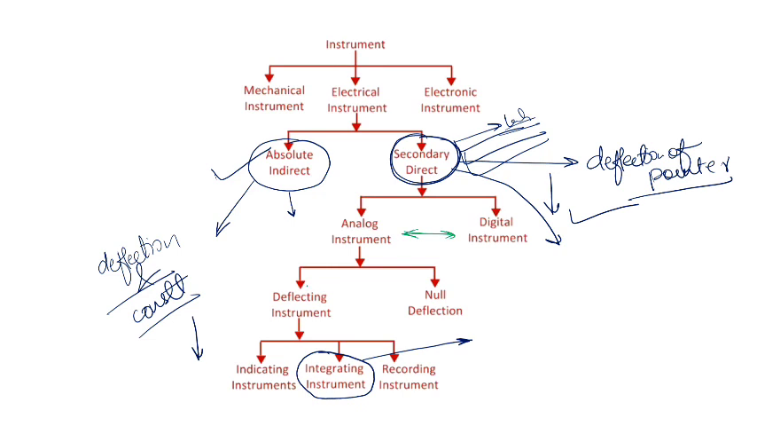Now let us move further towards deflecting type instruments and null deflection type instruments. In a deflecting type instrument, the value of the measuring quantity is determined through the deflection of the pointer, as the name suggests. But in case of null deflection, the zero or null deflection indicates the magnitude of the measured quantity. In a null deflection instrument, there is one known quantity and one unknown quantity. When the values of the known and unknown quantities are equal, the pointer shows zero deflection and we can easily find our desired value of the measuring quantity.